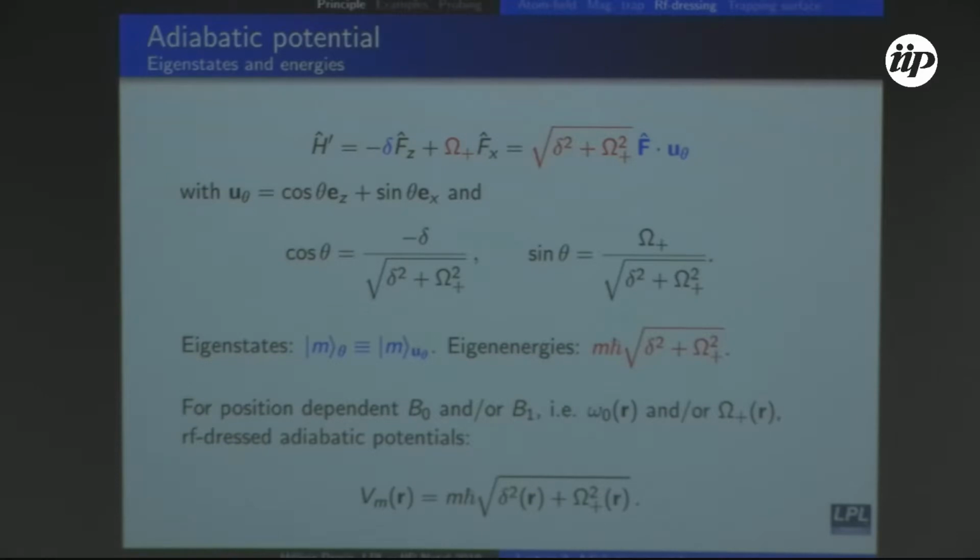So now if I perform the same reasoning as before, I have adiabatic potentials, which are just proportional to this amplitude, the square root of delta squared plus omega plus squared. So this was at a fixed point, but now if my fields, both the static field and the radio frequency amplitude or detuning, depend on the position, then this is an adiabatic potential which depends on the position. And that's this kind of potential I will describe in the following.